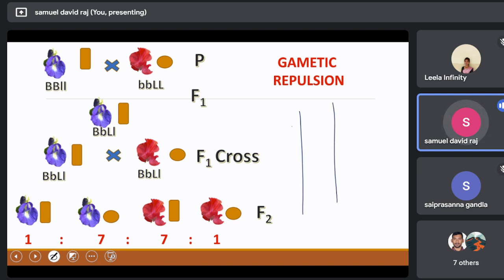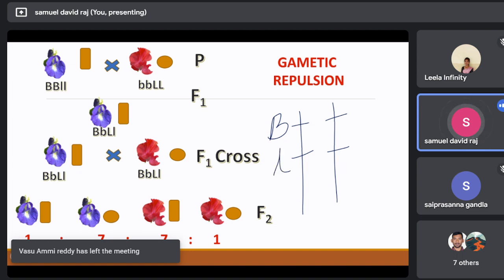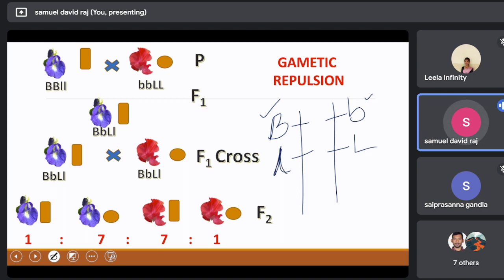How does this happen? We can say that here there is capital B, small l, and this also can happen. Because this type of combination is more in number, they are saying that capital B repelled capital L and combined with small l. Small b repelled small l and combined with capital L. Thus, because this combination exists, gametic repulsion has taken place.